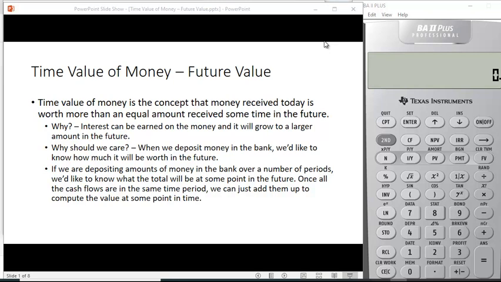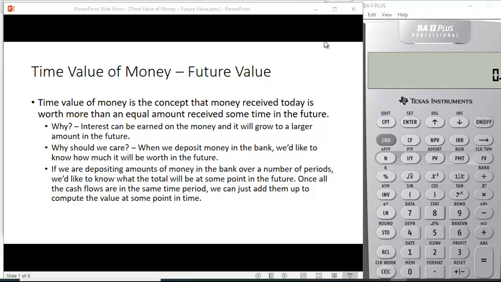I want to discuss the concept of time value of money, specifically future value. Time value of money is the concept that money received today is worth more than an equal amount received sometime in the future. Why? Well, because interest can be earned on that money, and so it's going to grow to a larger amount in the future.